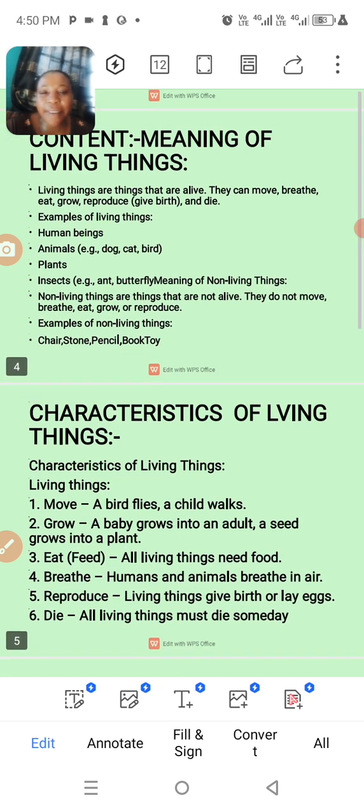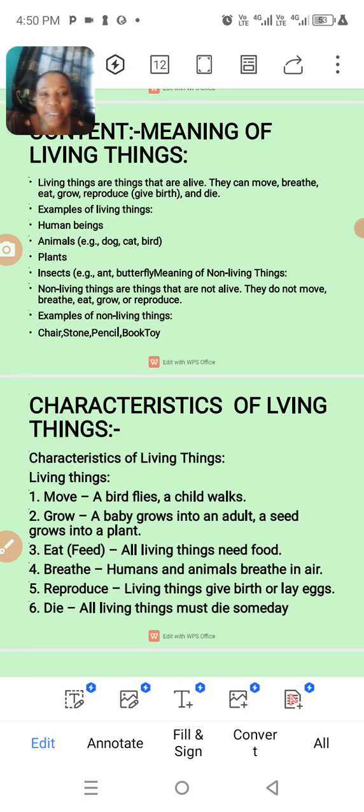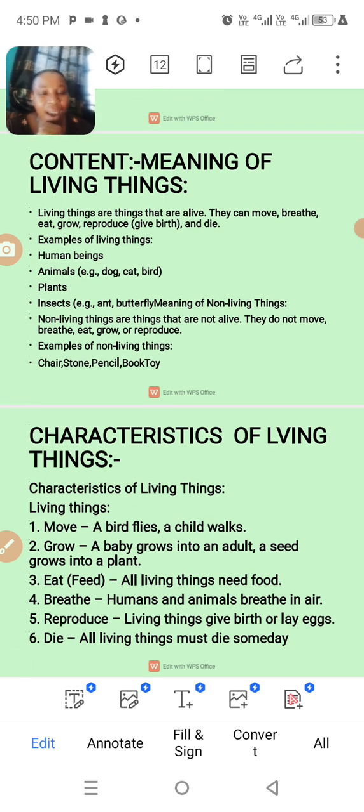Then we also have non-living things. Someone say non-living things. Non-living things are those things that are not alive. They don't have life in them.